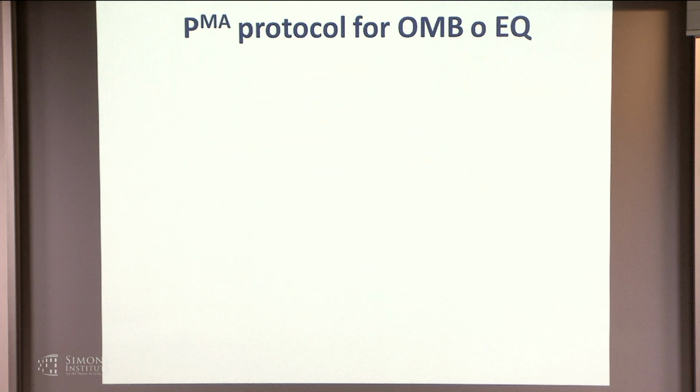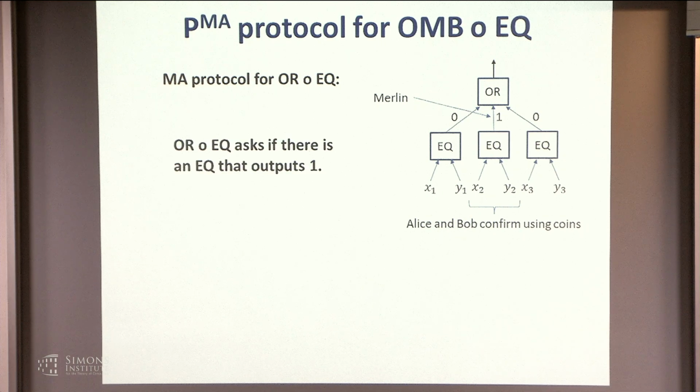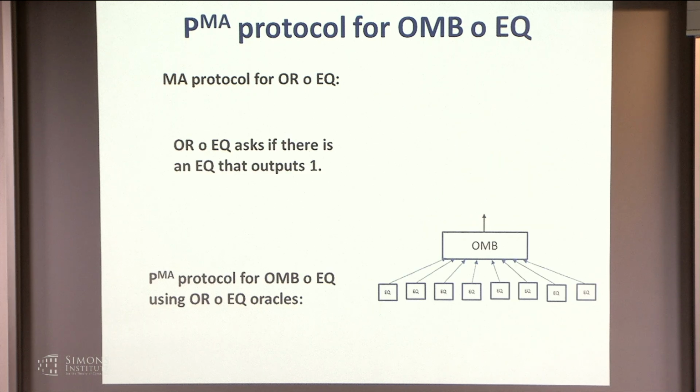And it turns out that the function that I've talked about actually has a P^MA protocol, and it's a very simple protocol. First thing to notice is there is an MA protocol for OR of equality. Why? Because if you have an OR of equality, Merlin can point out which equality is 1, and then Alice and Bob can confirm using probabilistic verification, because equality has small randomized communication complexity.